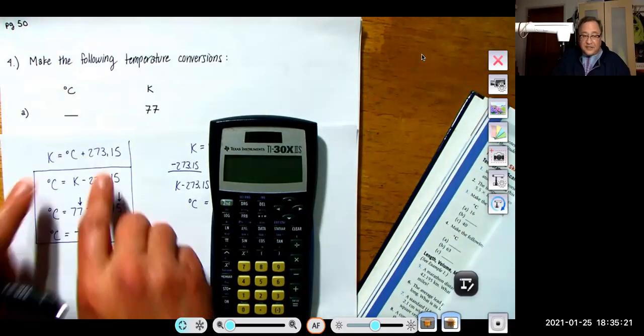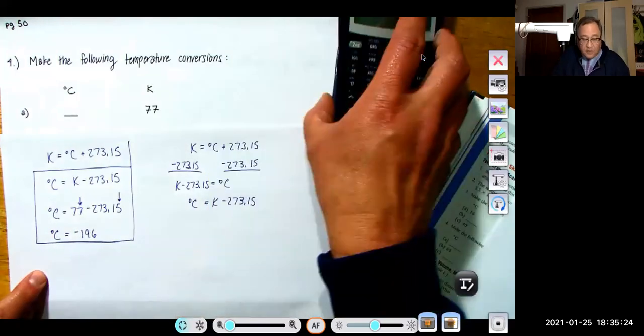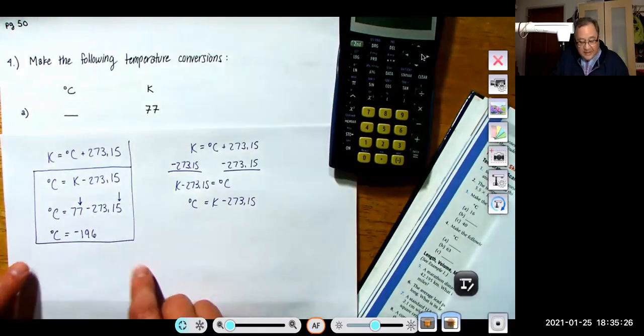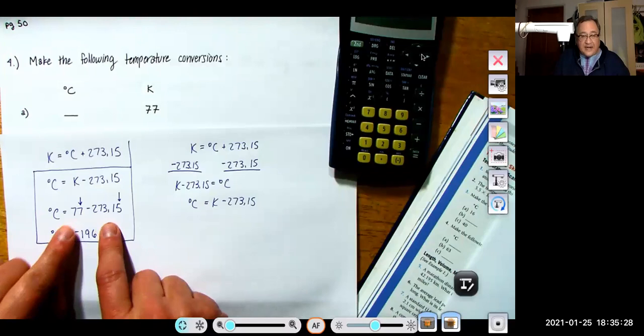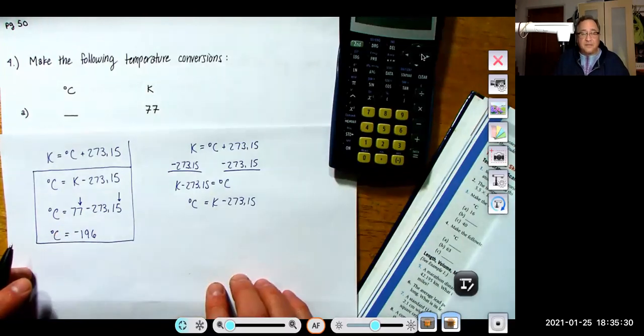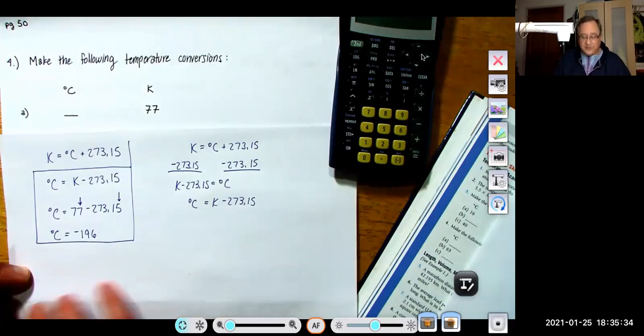I don't even need to see the original formula. I need to see the formula that you're using and then how you're using it and then the answer. If everyone's okay with that, give me a thumbs up or a yes or some sort of sign.